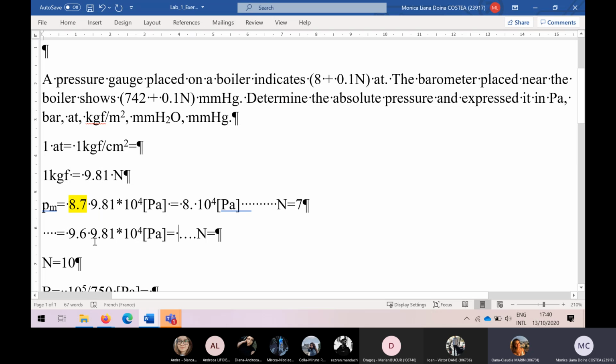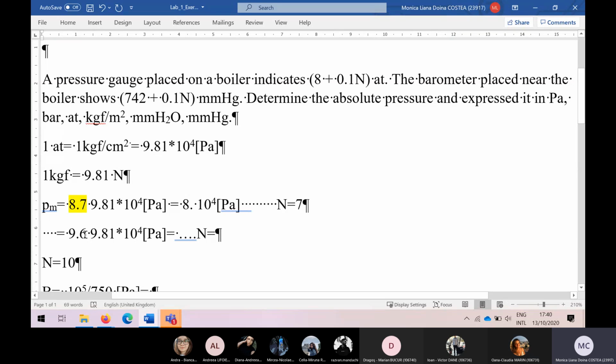We don't, but in the problem it is not technical atmosphere. Yes, but one technical atmosphere is 1 kilogram force per square centimeter. So it's 9.81, 10 to 4 Pascal, which is also in the table. Okay.